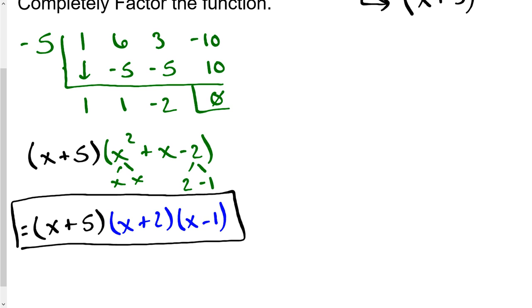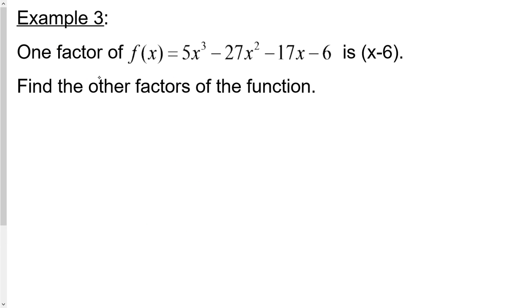So let's take a look at one more problem. Example 3 says one factor of f of x equals 5x cubed minus 27x squared minus 17x minus 6 is x minus 6. Find the other factors of the function. Okay, so again, I know that if x minus 6 is a factor, then it's got to have a solution where x equals 6, which means I can evaluate the function at 6, and I will get 0 as my remainder, which is also me dividing the function, therefore factoring it out.